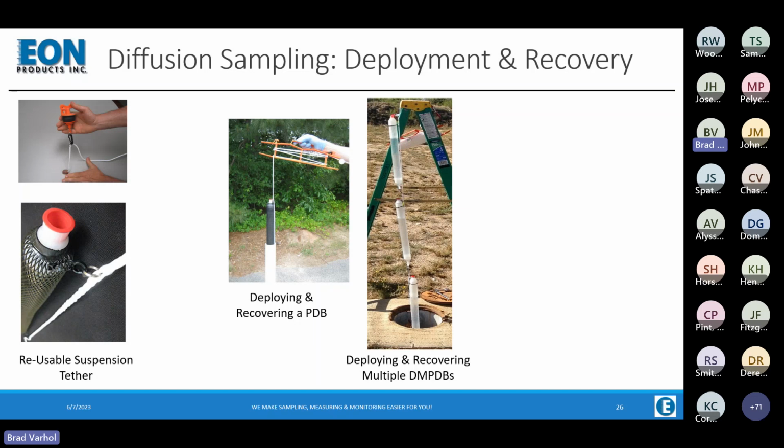Bottom left is a picture of a PDB that's attached to the suspension tether, ready for installation. In this case, we make a suspension tether with permanently installed stainless steel rings so that the placement of the sampler is consistent, the tether is reusable, and we just zip tie the sampler over to those rings. So when we pull it out, we snip the zip ties and put another sampler in the same place.